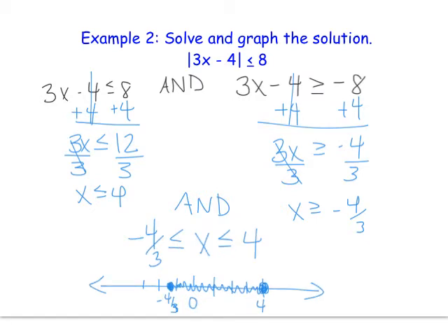And of course we could express this with an interval using interval notation, square bracket, -4/3 all the way up to 4, including both of those boundaries.